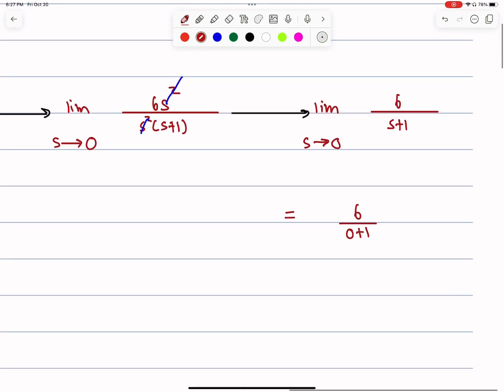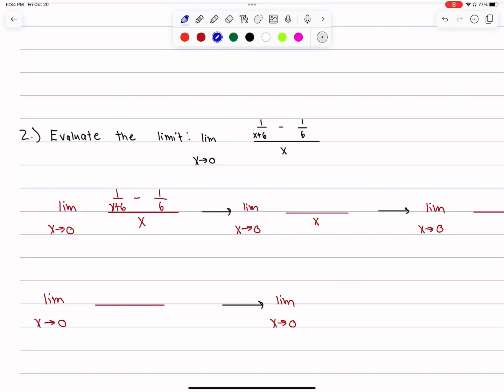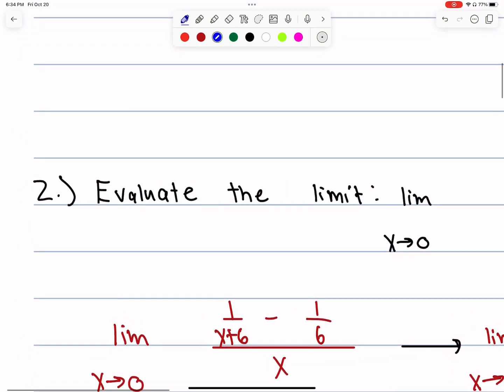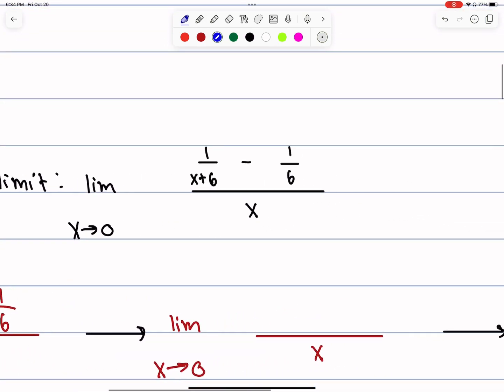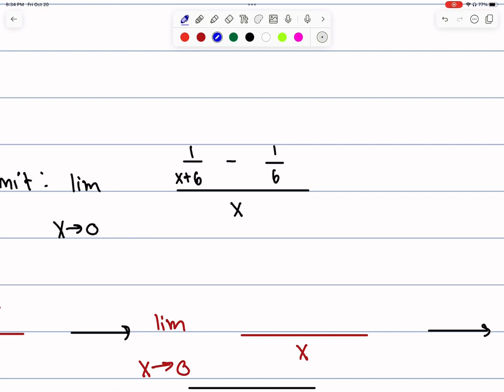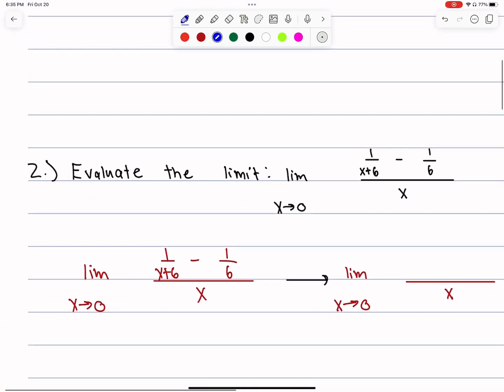Now that you have s being added by 1 on the bottom, you can evaluate the limit because you're not going to get 0 on the bottom. So that leaves you with 6 over 1, which is just 6, and that is your answer. Now moving on to the second portion of this question, we have evaluate the limit as x goes to 0 of 1 over x plus 6 minus 1 over 6, all over x.